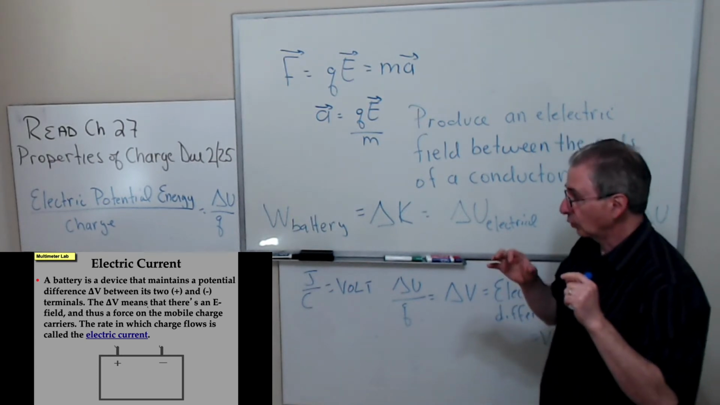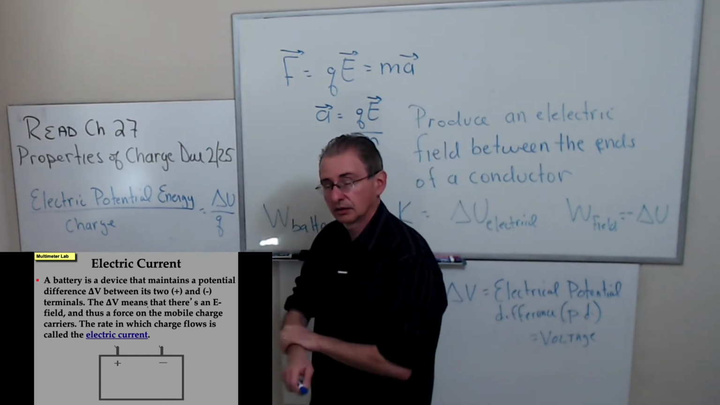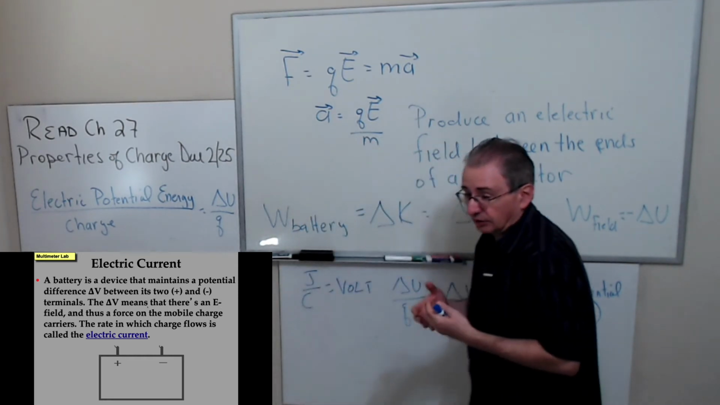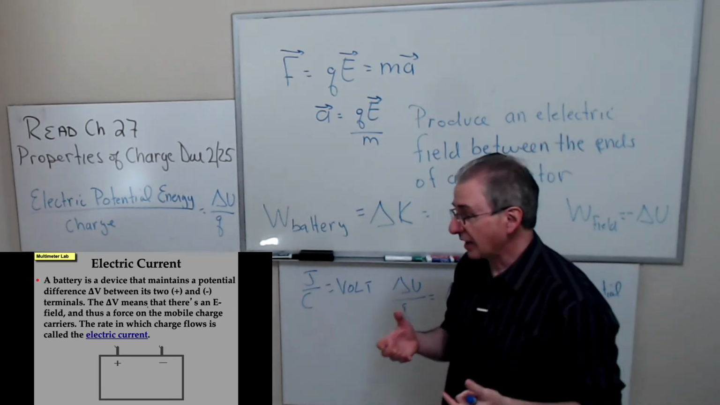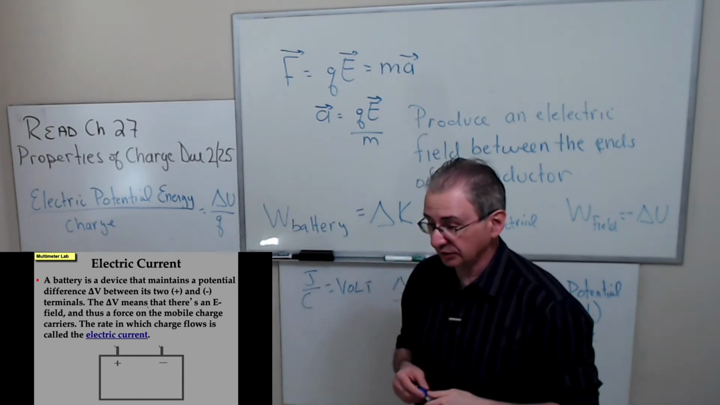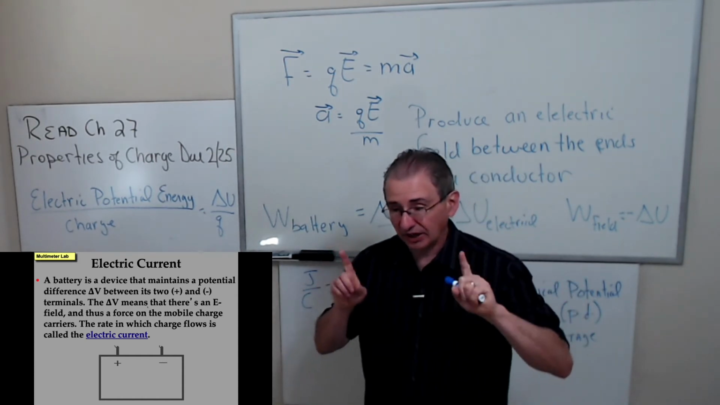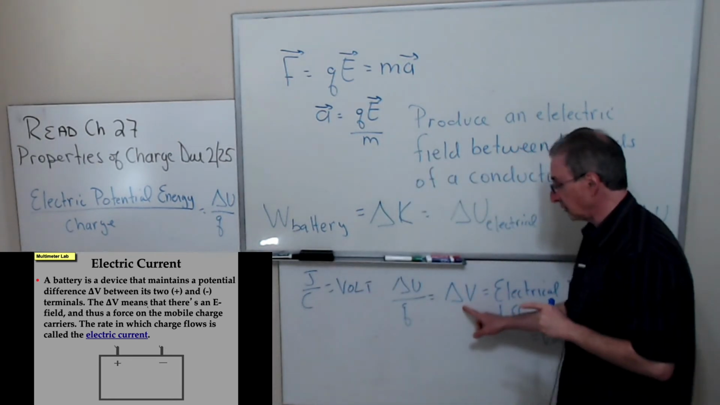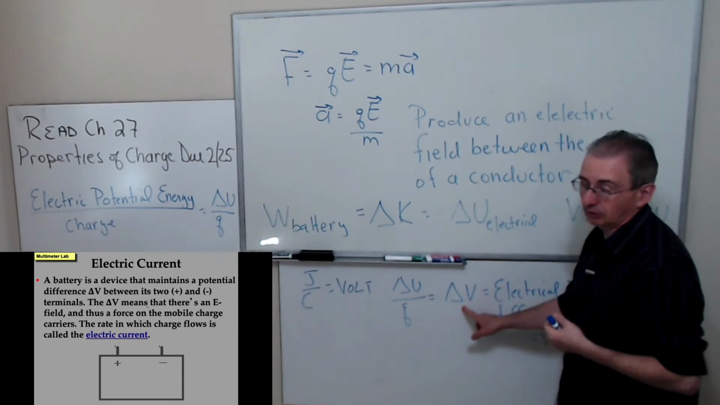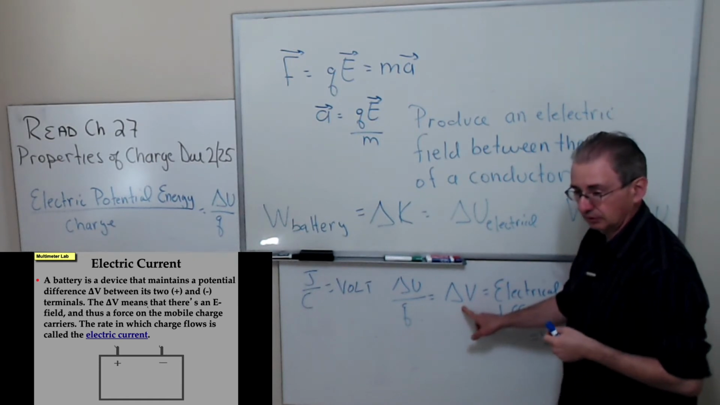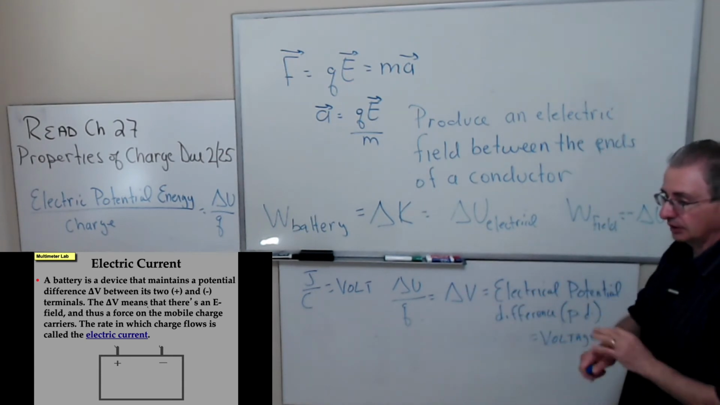It's the electrical potential energy per unit charge. It's related to the work per unit charge that the battery does. And so batteries are rated in terms of the electrical potential difference between the two terminals. So a battery maintains a delta V between its two terminals. Now we're going to deal with this more deeply when we get to chapter 25.